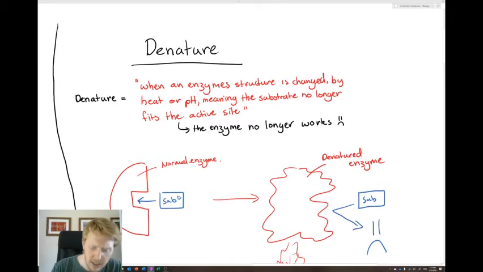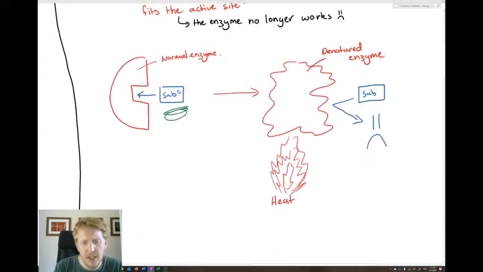So let's have a look here. So we've got a normal enzyme on the left, right? And so you've got a normal enzyme just here. You could see the substrate just there. Substrate would fit into the enzyme, happy days, and it would break down and it would work as per normal.